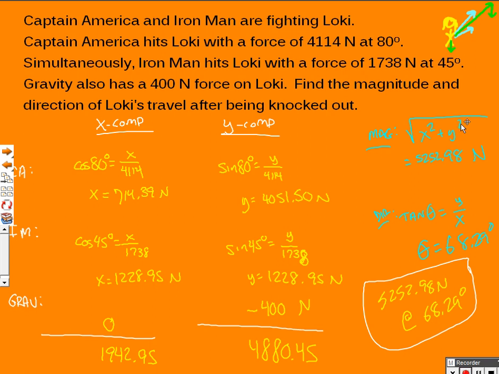We expected something in quadrant 1, and the value was in quadrant 1, so we know that that answer is correct. There you have it, your component vectors and turning them into finding resultants. Best of luck, and ask questions.